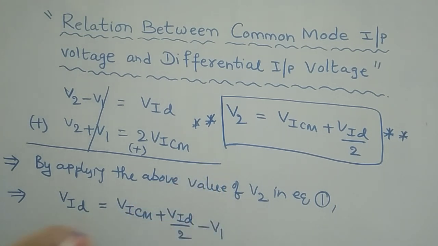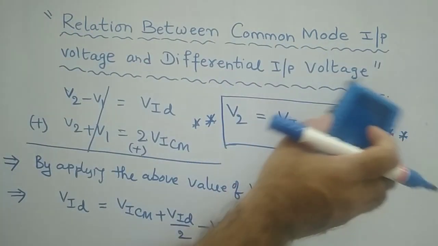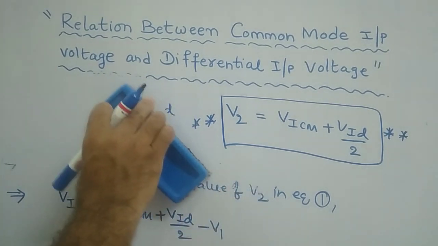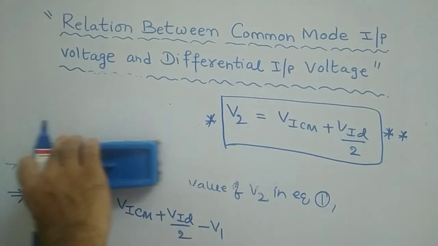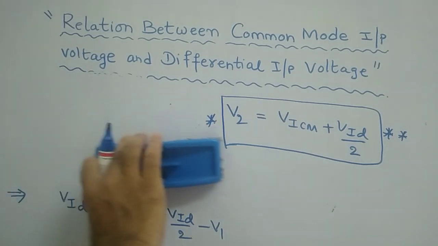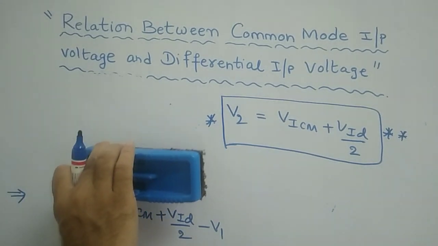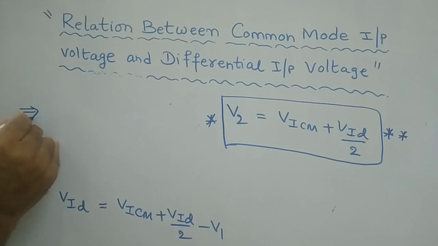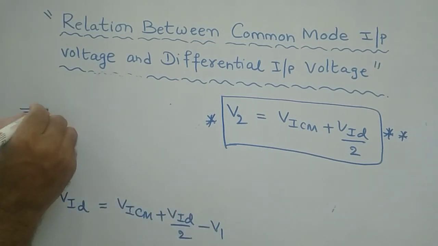So from this, what I need to write is an expression for V1. From this expression, I need to derive the relationship for V1. I want to bring the relationship for V1. So what can be done for this? Very simple. From this expression, just bring this V1 to the left side.